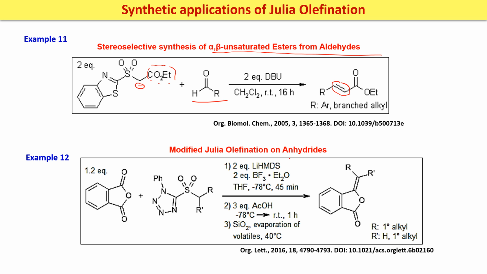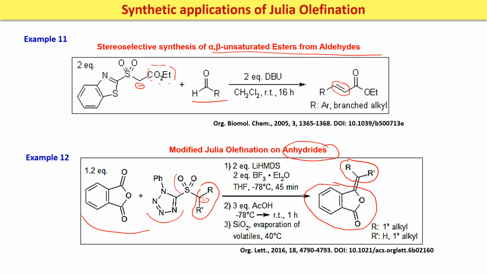Example 12. Modified Julia olefination on anhydride. Now this is also something very unusual, because normally we take some sulfone with attachment of phenyl or tetrazole or benzothiazole or any other heteroaryl, but on this side we have a cyclic anhydride. So if you look at the final product, this part of the double bond is coming from this part, where the carbonyl will be generated here. But the other part, where you can see a cyclic ester, is coming from this anhydride.